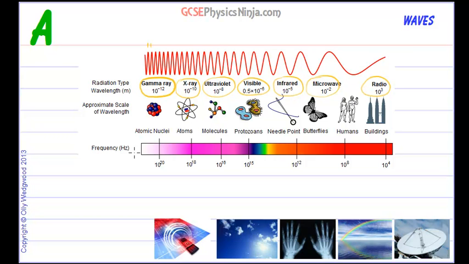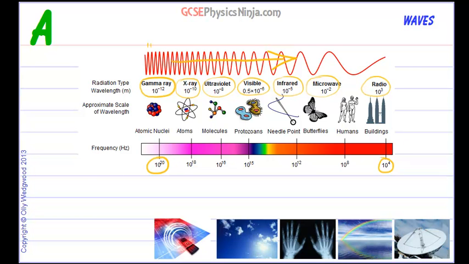Okay. Now, as the wavelength increases up to radio waves, note that the frequency decreases. We start at 10 to the power of 20 oscillations per second, or hertz, for gamma rays, and we go down to 10 to the power of 4 for radio. That's only 10,000 hertz, or 10,000 oscillations per second. So as one increases, the other decreases.